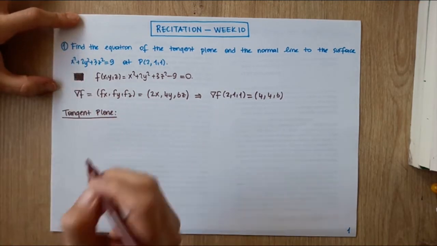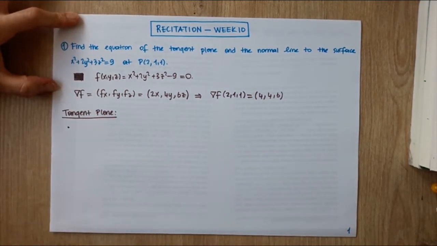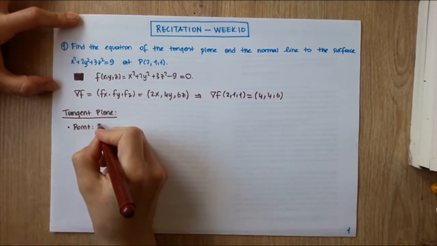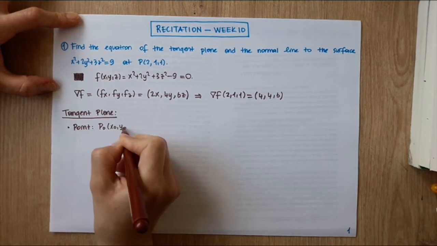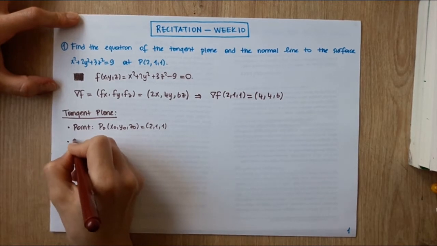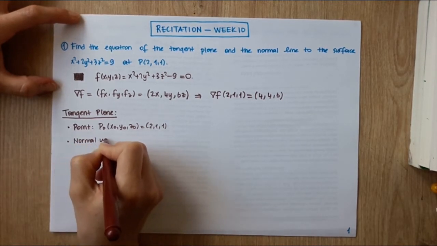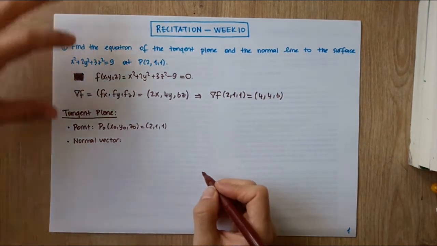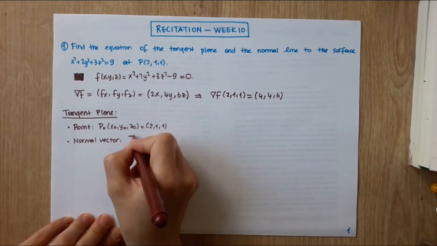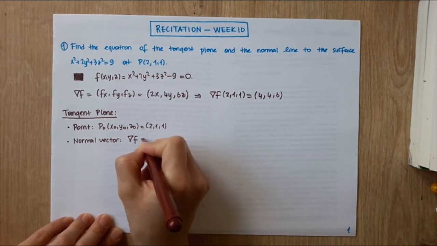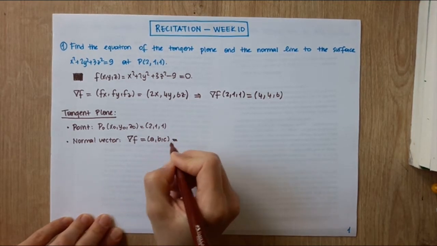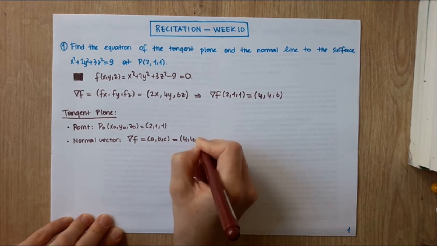Okay. So now it's time to find the equation of the tangent plane. First of all, to find the equation of a plane, you need a point. And in this case, the point is given as 2, 1, 1. And you need a normal vector. And we know that the normal vector of the tangent plane is the gradient vector of f evaluated at the point.